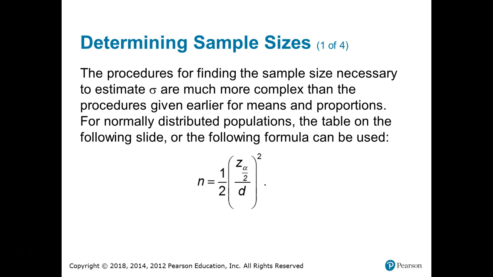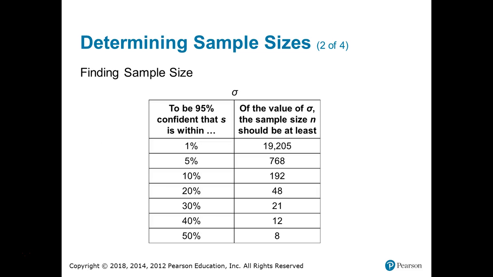Another type of problem is determining the sample size needed. The procedures for finding the sample size necessary to estimate sigma are much more complex than for means and proportions, and that's because of the way it's shaped. So for normally distributed populations, the table on the following slide, or I guess it's right below, can be used. In this case, the complicated formula is made very simple for you. All you have to do is just read the chart.